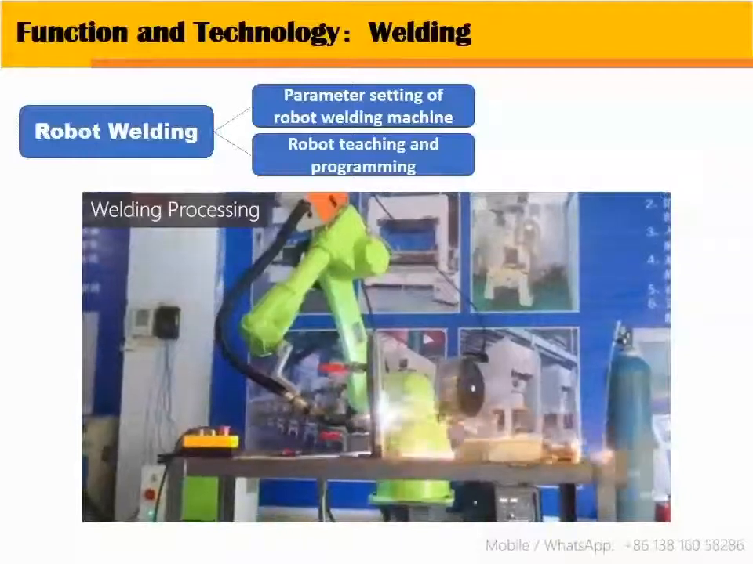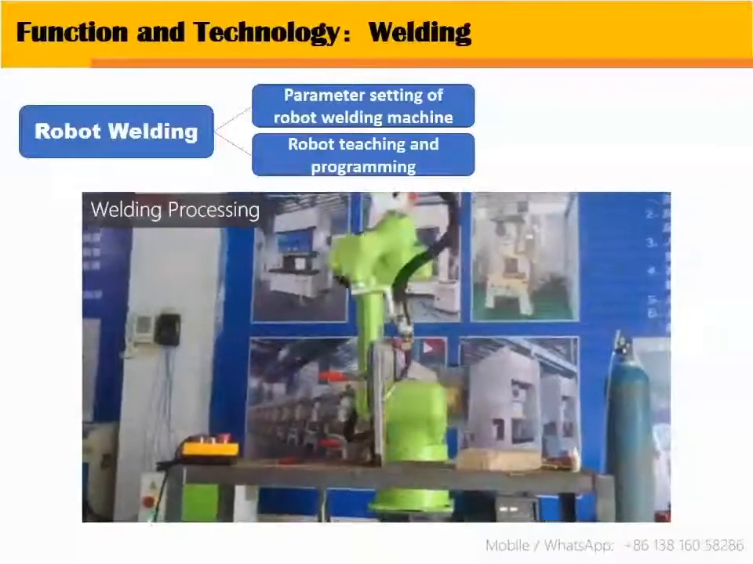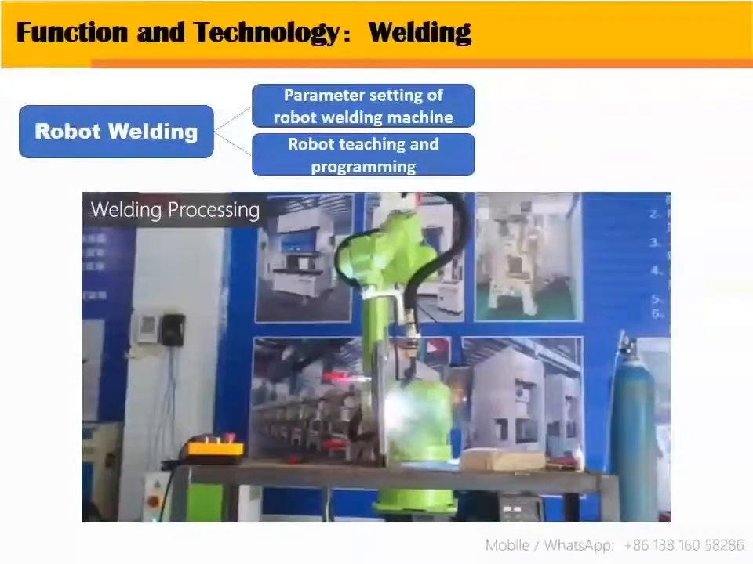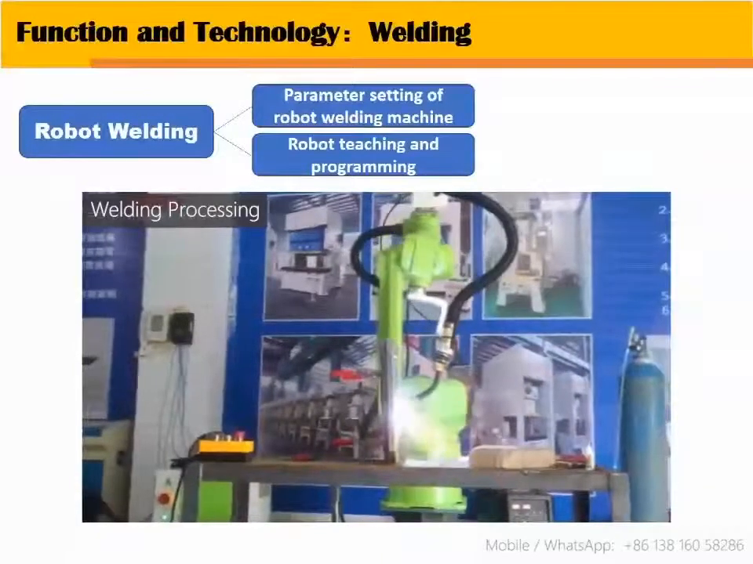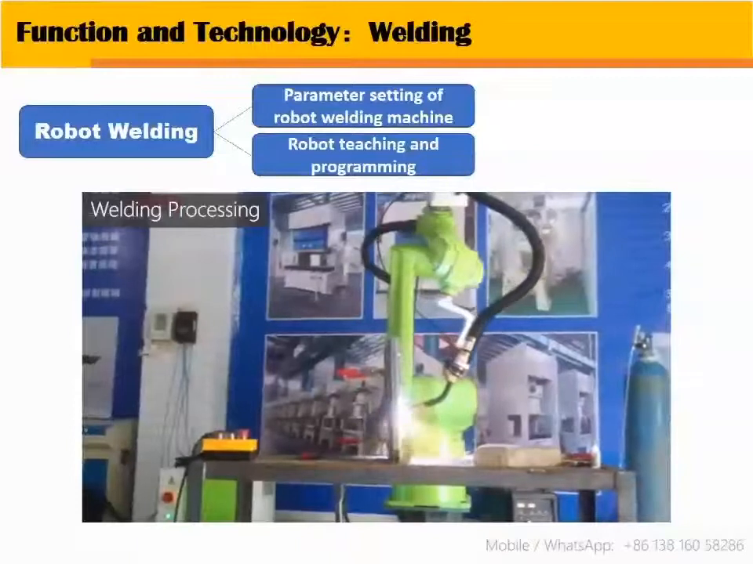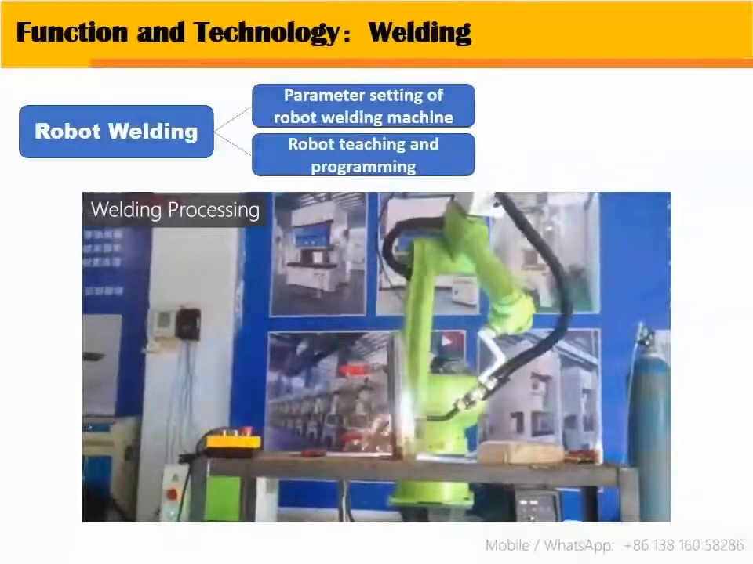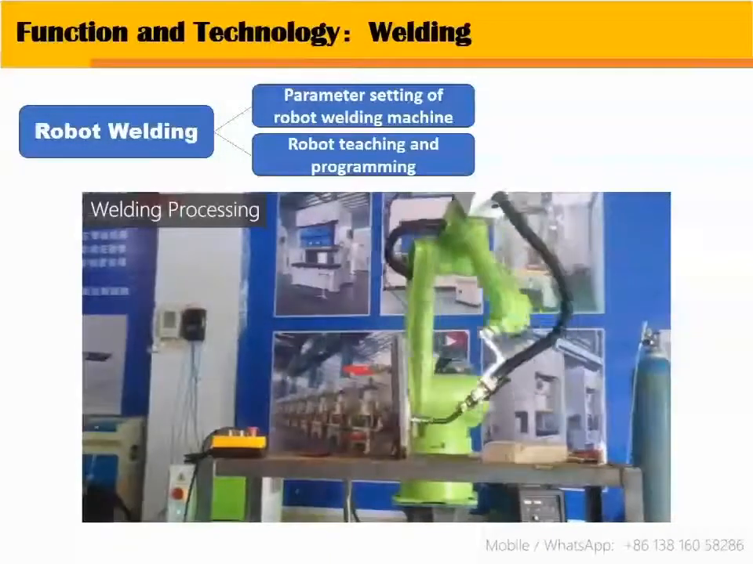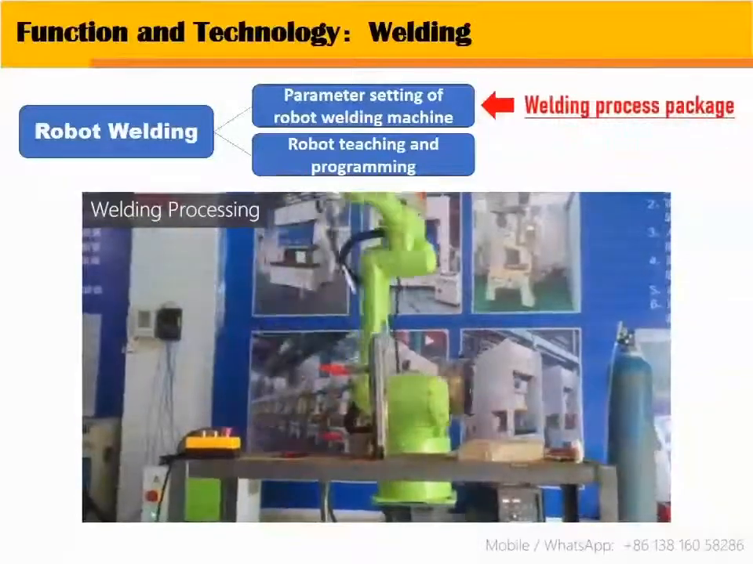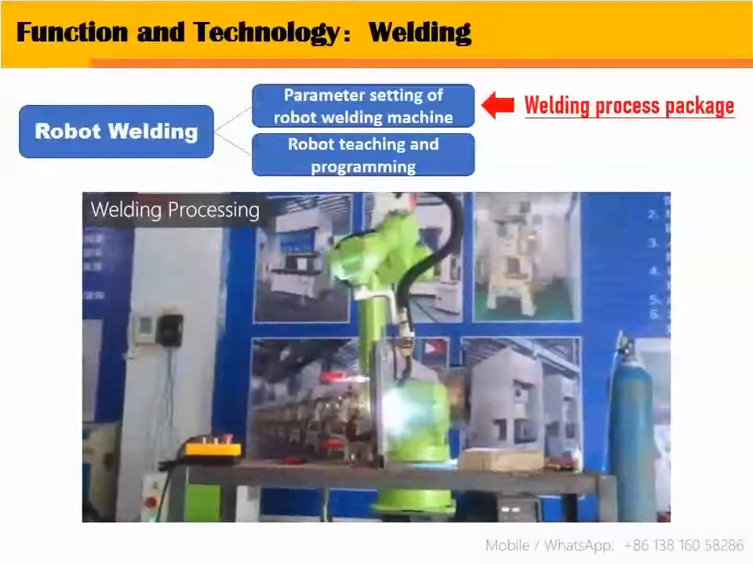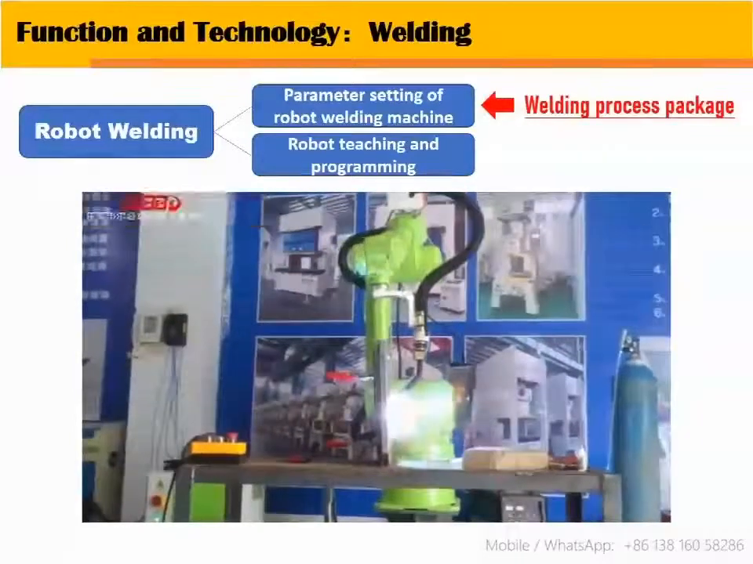To realize robot welding, we need to do two parts of the work. The parameters of a robot welding machine need to be set first. Secondly, the robot teaching and programming should be carried out. In the Bertrand control system, the first part is packed into a process package.